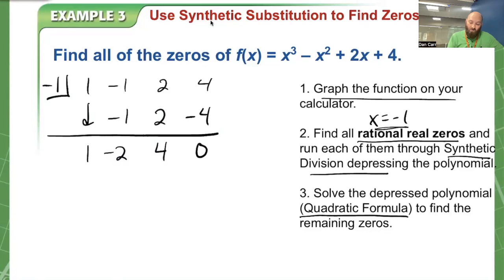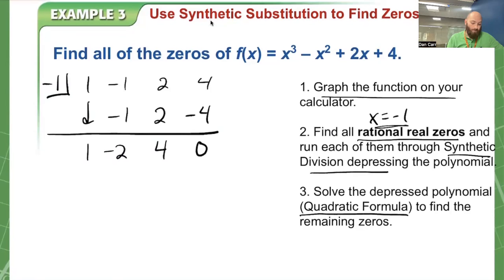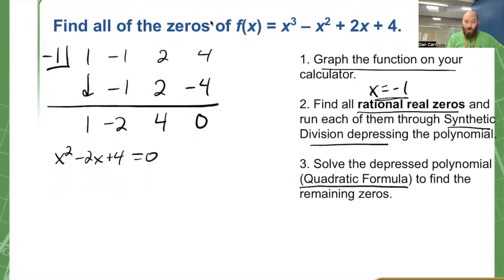Okay. So again, I get the remainder of 0 because that was my rational root. So this is x squared minus 2x plus 4. So the goal here is to solve this. Now you saw from the graph, we only crossed one time. So that means I know I'm going to have to go to my quadratic formula right now.